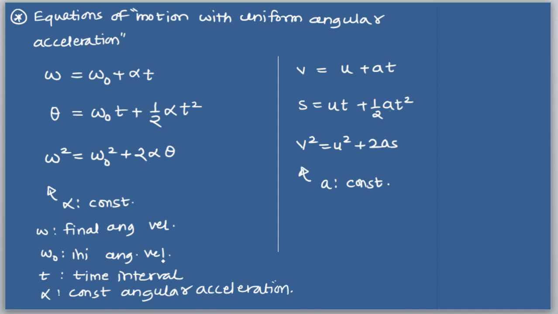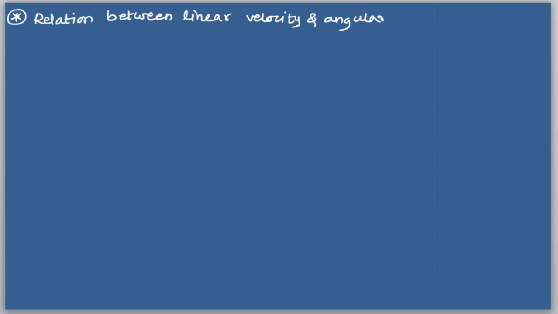Then the next checkpoint that we are going to write in this list of formulae is the relation between linear velocity and angular velocity of a particle performing circular motion. Just write: relation between linear velocity and angular velocity. Let me write the short form VEL for the velocity.